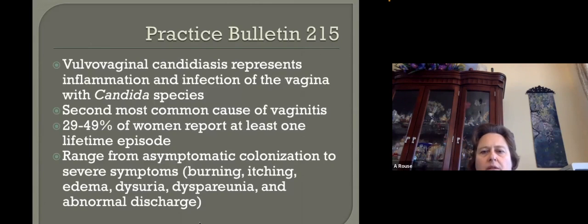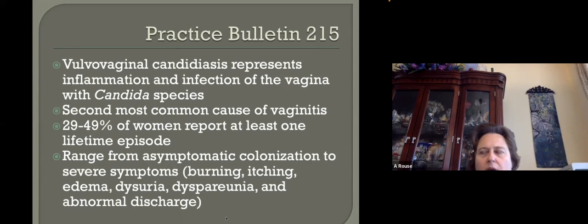All right, so Candida. It could be inflammation, infection. It's the second most common cause of vaginitis. Up to half of women report at least one episode in their lifetime. It could be asymptomatic colonization, where you see it, it may be reported even on a Pap report, but they never complained. You don't need to treat. But you may have the extreme, and you have patients with severe symptoms.